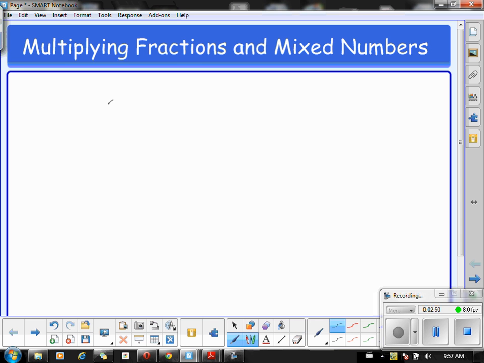So say 3 1/4 times 2 3/4. When you're multiplying mixed numbers, you do not multiply the whole numbers, then multiply the numerators, then multiply the denominators. You need to turn both of them into improper fractions first. So we say 3 times 4 is 12, plus 1 is 13 over 4, times 2 times 4 is 8, plus 3 is 11 over 4.